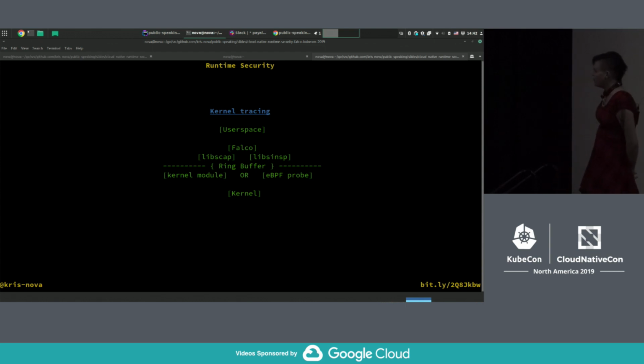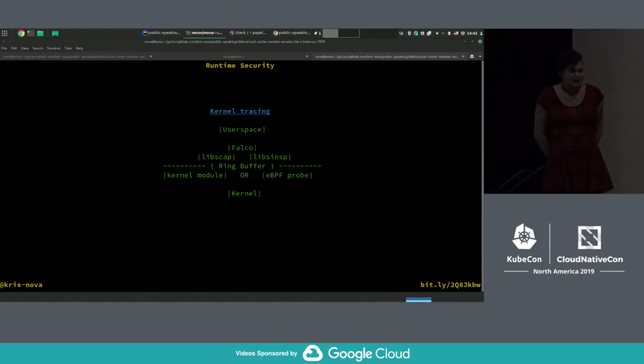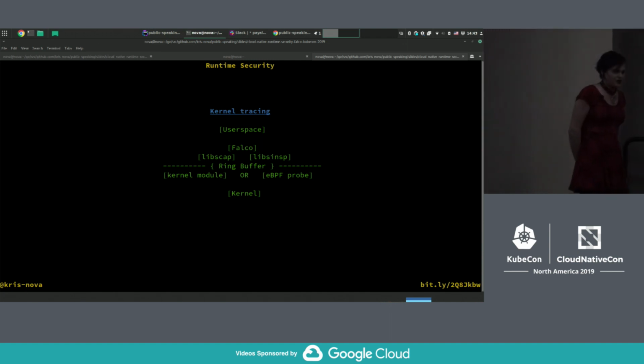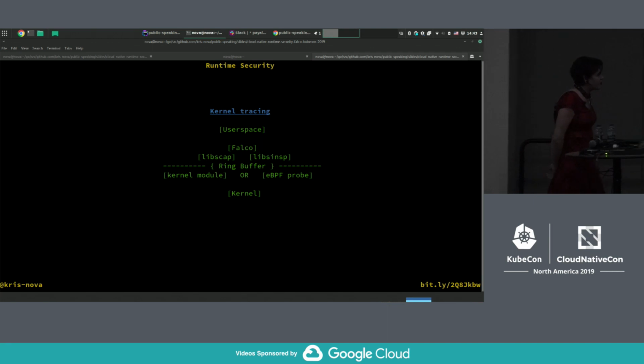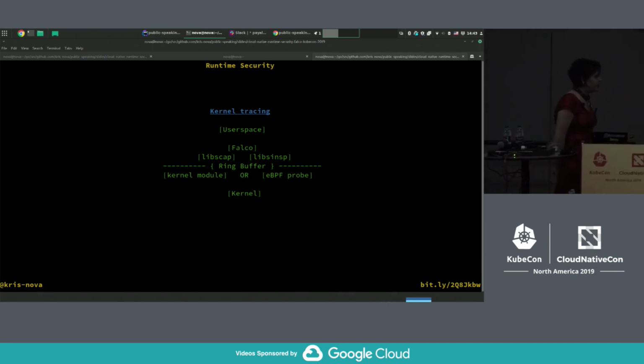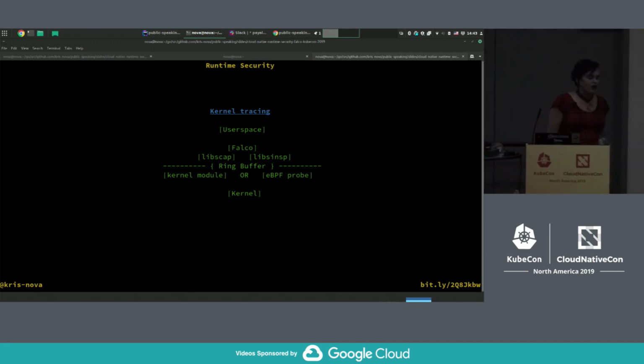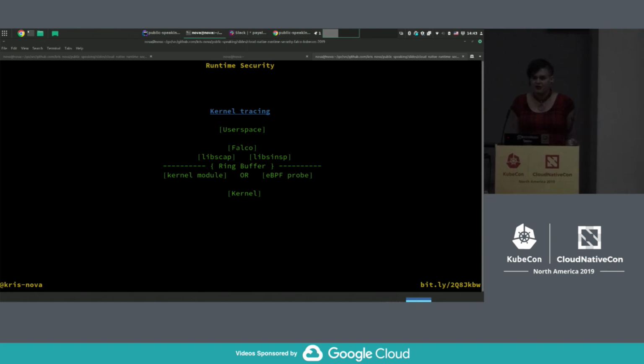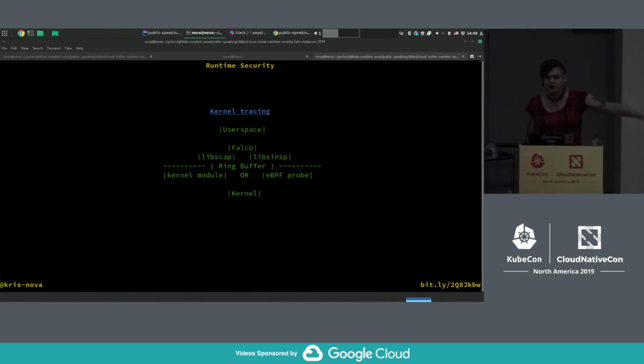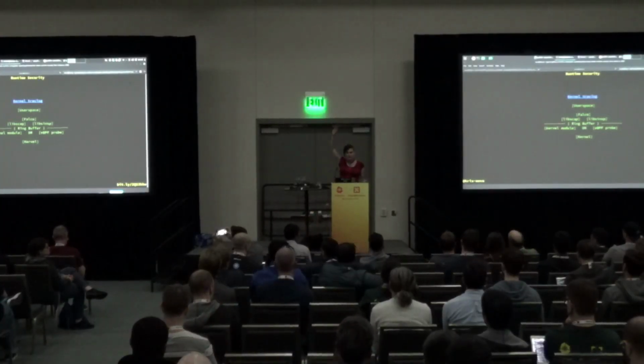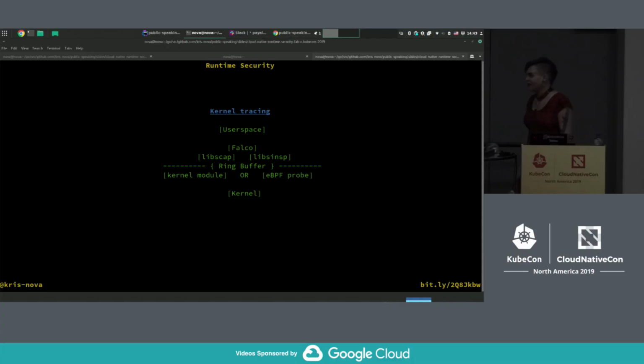And here you can see we have two main avenues of running code in the kernel, one of which is the more conventional approach, the kernel module. The other one is a newer approach, the eBPF approach. Who here has written a kernel module? Who here has written an eBPF probe? Okay, I think Leo's put his hand up for every one of these.